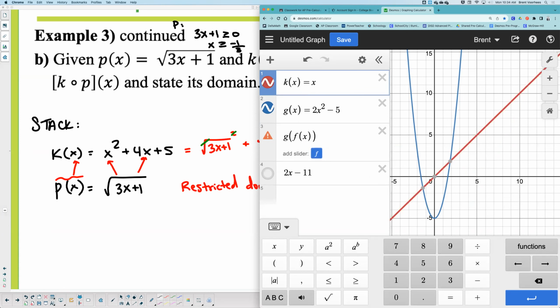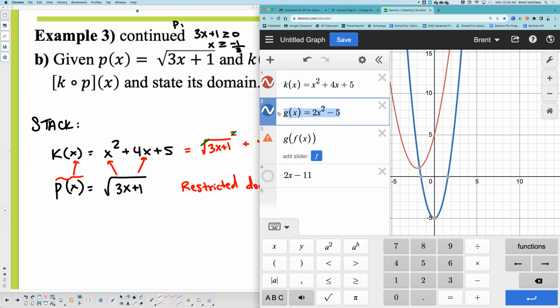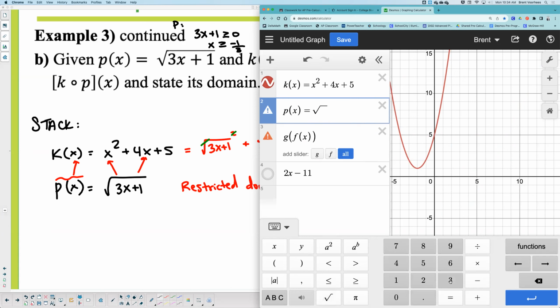K equals x squared plus 4x plus 5. If you're using the calculator, it doesn't matter what order you put these in, by the way. As long as you just need to name them, the calculator has programmed in what k is equal to and what p is equal to.